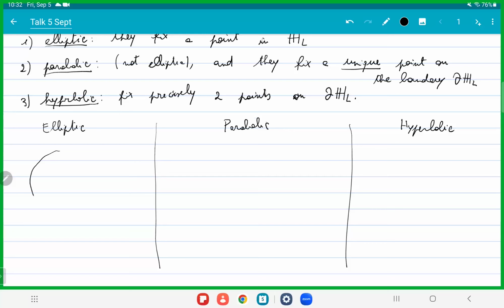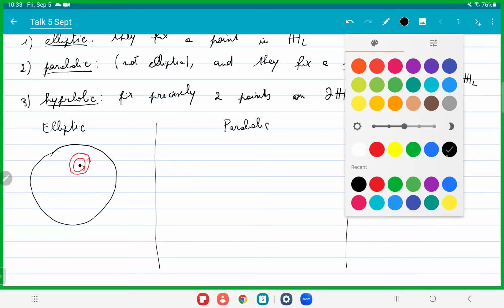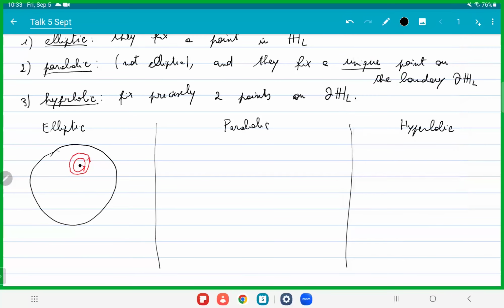So in the case of an elliptic isometry, we have a fixed point inside. Around this point, the dynamics look like a rotation. What I'm drawing are the flow lines of points around this fixed point, which look like they are rotating around it. So it's a pretty easy isometry. And it turns out that in our case, these elliptic isometries always have finite order. So these are periodic isometries.